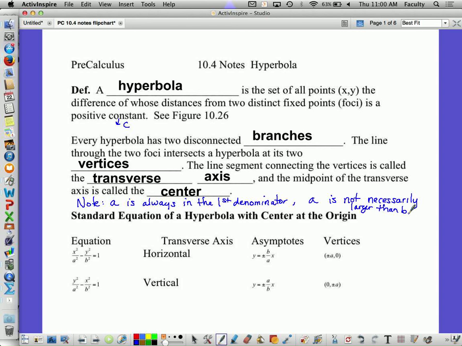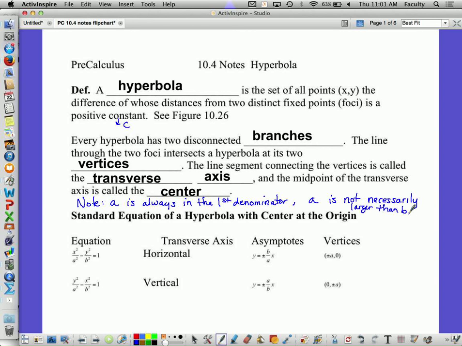All right, so I just want to point that out because with the ellipse, A was always bigger, but in a hyperbola, A is not necessarily larger. Okay, so here's the two standard equations. X squared over A squared minus Y squared over B squared equals 1. That's going to be a horizontal transverse axis.